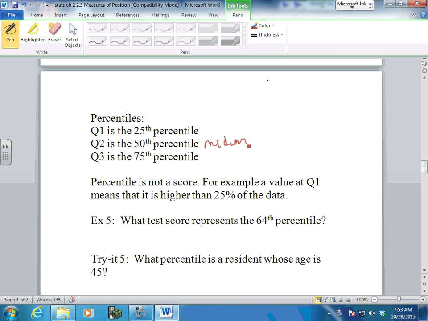Quartile 3, 75%. So when you're doing this, you can figure out where your percentages are. But remember, percentile is not a score. It says how much better you did than somebody else. Now, if you take a look at example 5, example 5 has a couple of graphs. You need to look because I don't have the graphs. So example 5 has a couple of graphs for SAT scores.